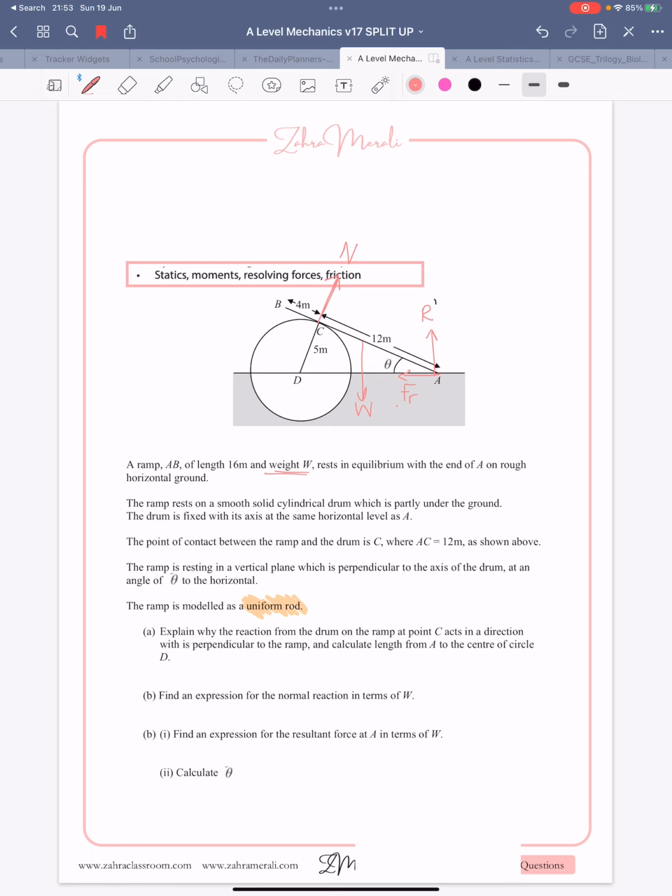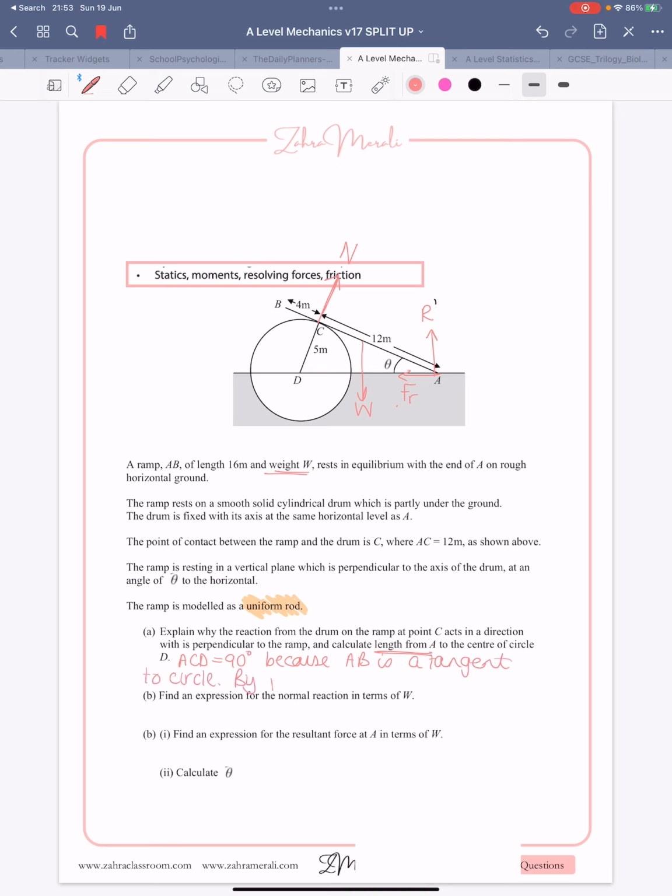Now remember with moments, we're going to have up equals down, left equals right, and we take moments at A. But in this case, it's a little bit different because it's given us a question first. It says, explain why the reaction from the drum at the point C acts in a direction which is perpendicular to the ramp, and calculate the length from A. Okay, so we know that ACD equals 90 degrees because AB is a tangent to the circle.